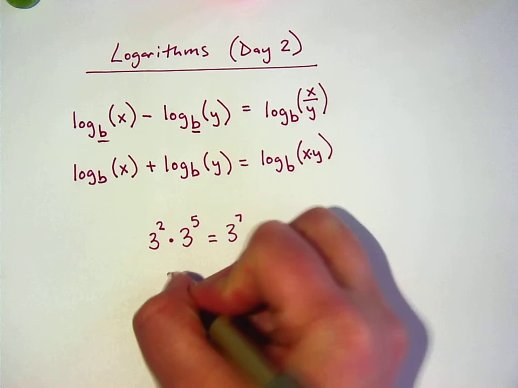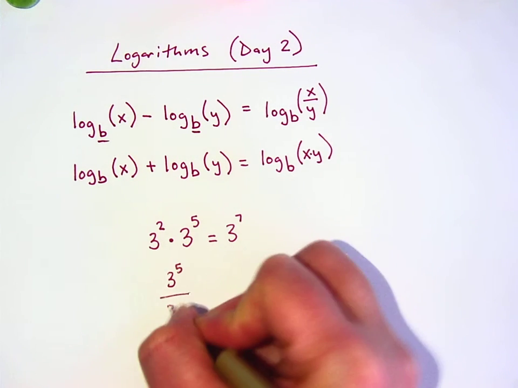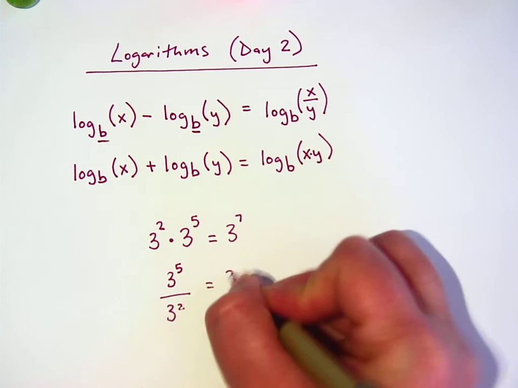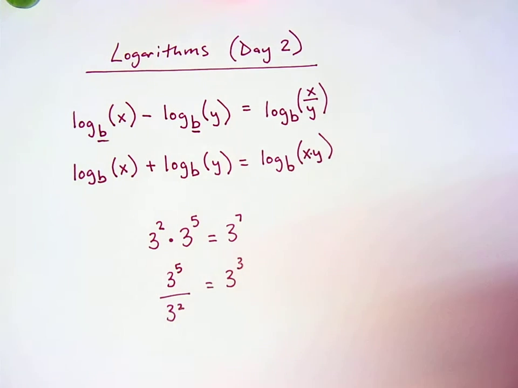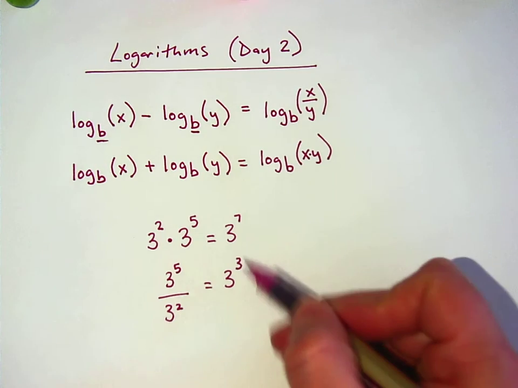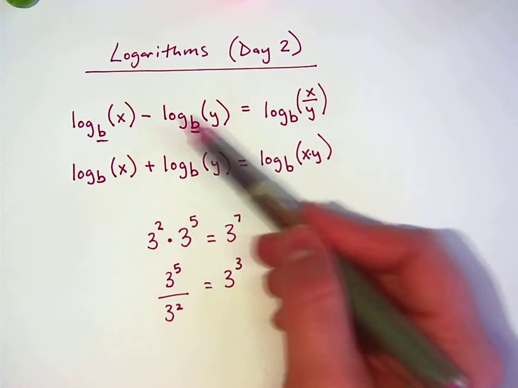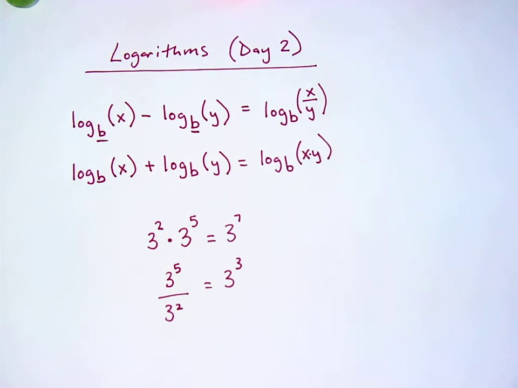Same thing here, if I had 3 to the 5th over 3 squared, if I combine those together, I'd get 3 to the 3rd, right? Because I'd have 5 3s on the top, 2 3s on the bottom, you'd cancel them out, you'd have 3 left. So if you divide, then you end up subtracting in there. If you subtract here, you end up dividing there. So they're opposites of each other.